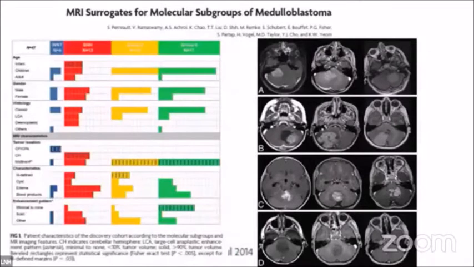Now, the COG trial, which looked at a lot of retrospective patients, found that one of the poor prognostic factors was the poor reading of the MRI scan.